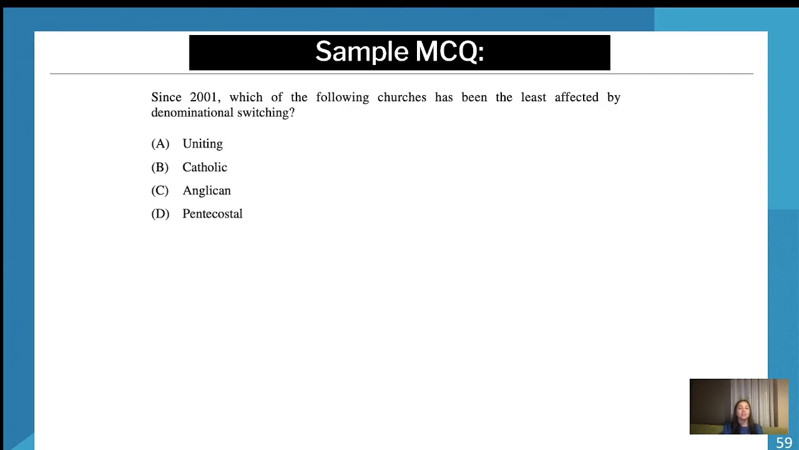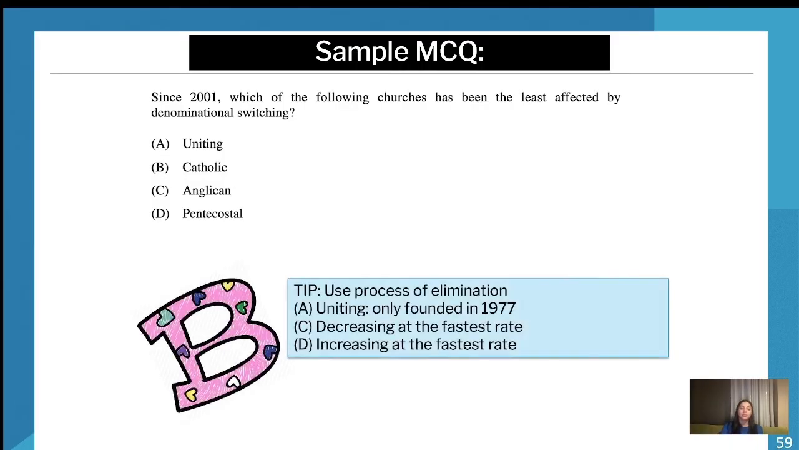Let's look at this one. Since 2001, which of the following churches has been the least affected by denominational switching? For this one, we've got B, and you're going to use the process of elimination. So it's not going to be A because that was only founded in 1977. You're not going to say C because Anglican is decreasing at the fastest rate. And you're not going to say D because that's been increasing at the fastest rate. So when you're talking about denominational switching, Catholic is definitely the answer for this one.